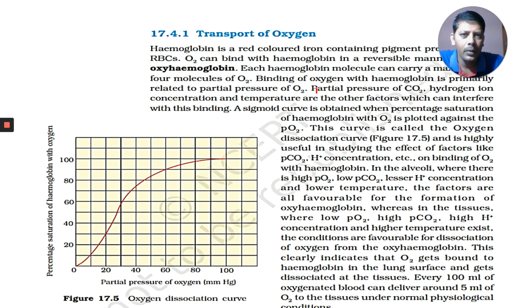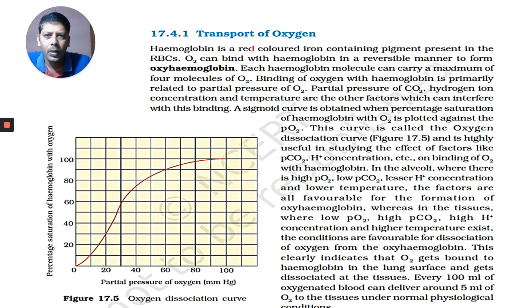Transport of oxygen. This is the NCERT textbook. One paragraph is given here related to transport of oxygen, but in our state we have much more information related to transport of oxygen compared to NCERT. Hemoglobin is a red colored iron containing pigment present in the RBC. We discussed that point. Oxygen can bind with hemoglobin in a reversible manner.